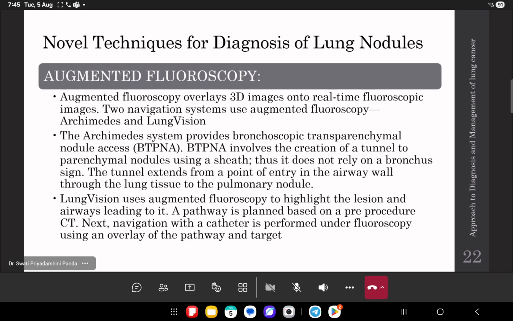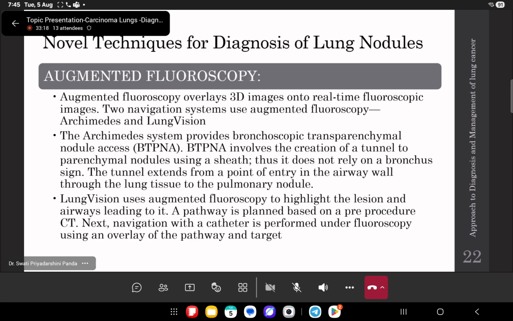Novel techniques for diagnosis of lung nodules: augmented fluoroscopy. It overlays 3D images onto real-time fluoroscopic images. Two navigation systems used for augmented fluoroscopy are Archimedes and Lung Vision. The Archimedes system provides bronchoscopic transparenchymal nodule access. The BTPNA involves the creation of a tunnel to the parenchymal nodules using a sheath. Thus, it doesn't rely on a bronchus sign. The tunnel extends from a point of entry in the airway wall through the lung tissue into the pulmonary nodule.